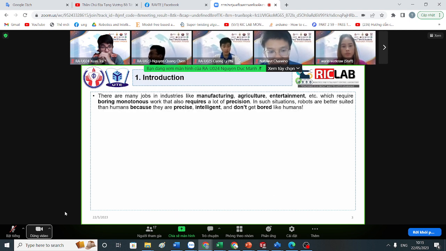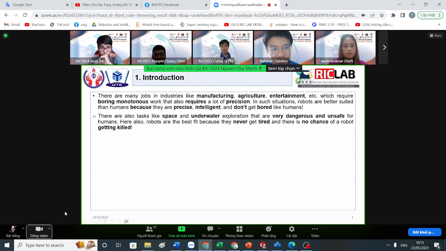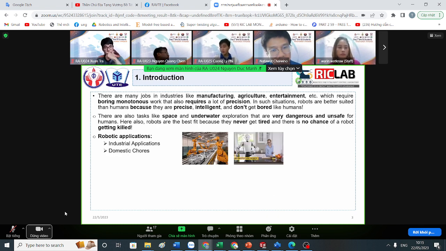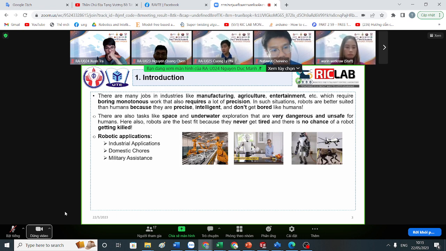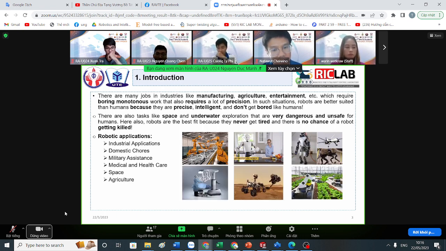Introduction. There are many jobs in industries like manufacturing, agriculture, and entertainment, which require monotonous work that also requires a lot of variation. In such situations, robots are better suited than humans because they are precise, intelligent, and don't get bored like humans. They are also used in underwater exploration that is very dangerous and unsafe for humans. The robots are the best fit because they never get tired and there is no chance of robots getting killed. Robotic applications: industrial application, domestic chores, military assistance, medical and healthcare, spying, agriculture.